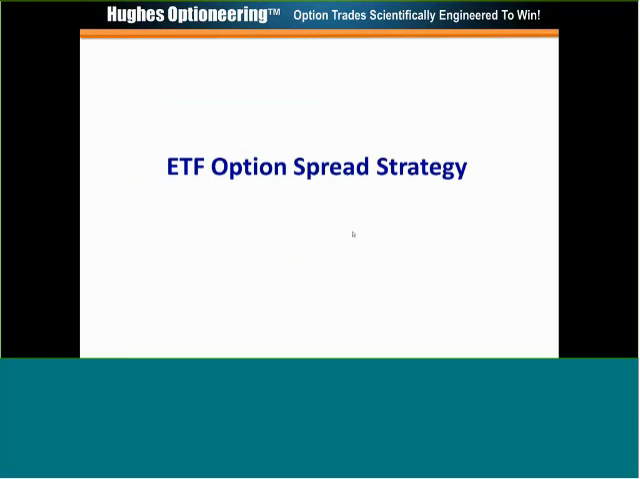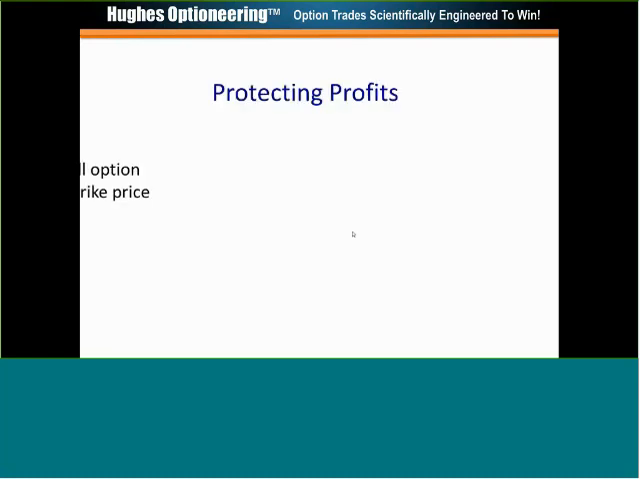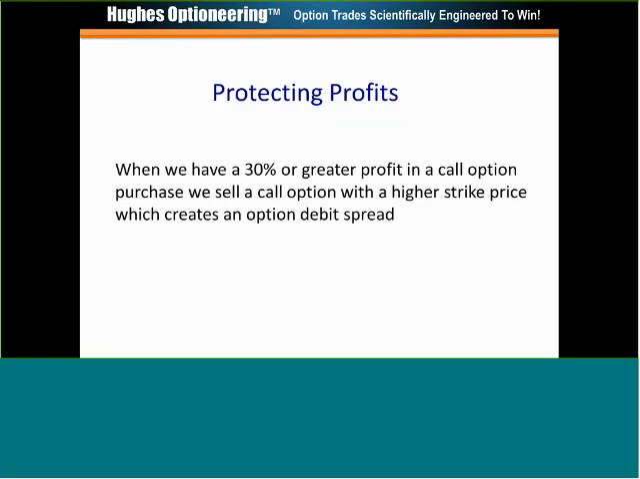Talk about the last strategy, and that's the ETF option strategy. And our third trade management rule is to use the 30% rule for protecting profit. So if we have a 30% profit in a call option, then we'll sell a call option with a higher strike price, and that creates an option debit spread.